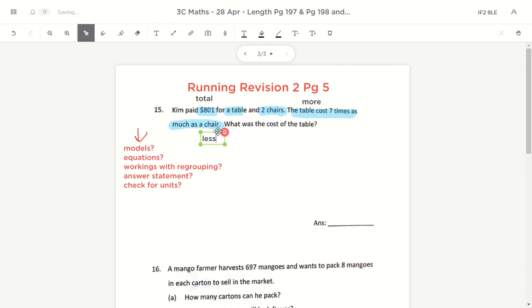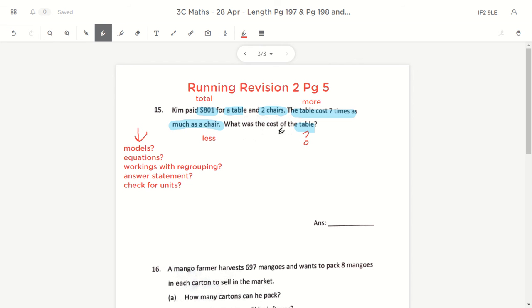Let's change it to red color. Alright, so I know the total is 801 for one table, two chairs. I know that the table costs 7 times as much as a chair, which means the table is more, the chair is less, and they want you to find the table. So this is the question mark.